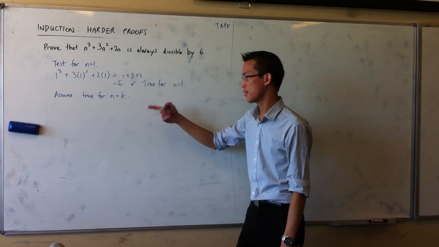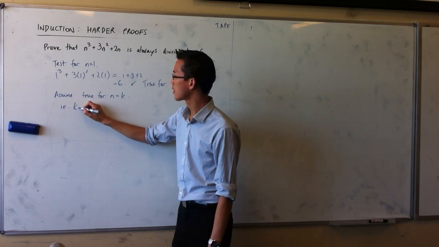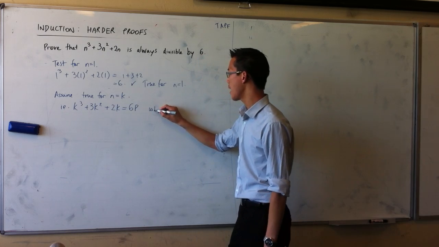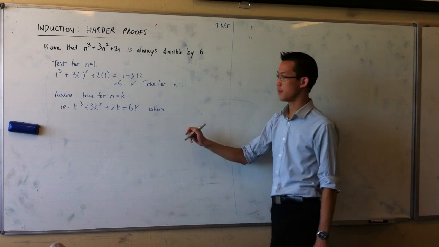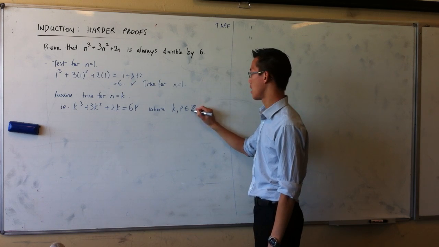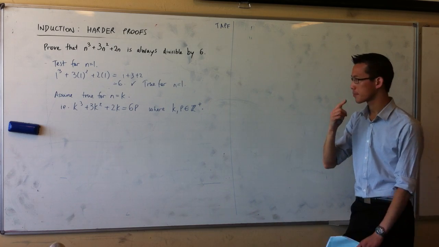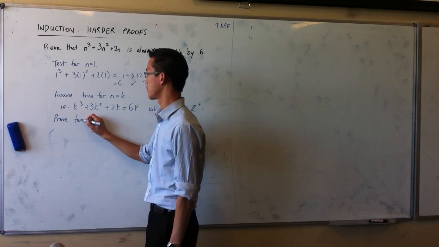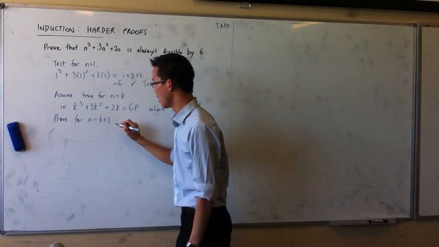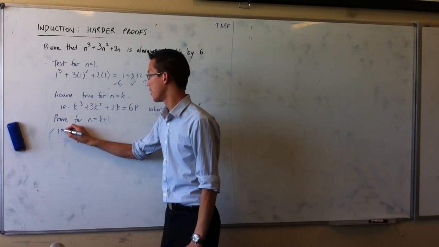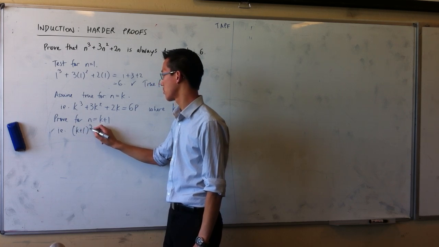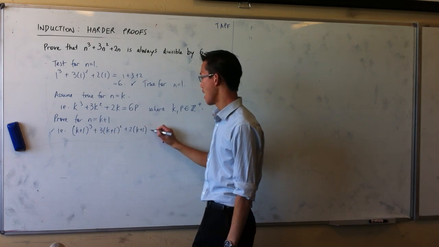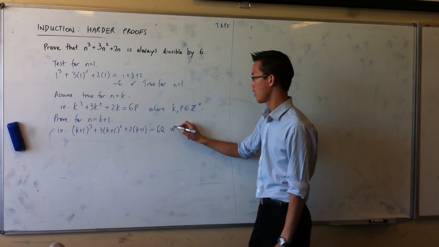Assume true for n equals k, i.e. k cubed plus 3k squared plus 2k is equal to 6p, where, and you can introduce both of these letters at the same time, I would just say where k and p are positive integers. Now the proof. Prove for the next value along, namely, k plus 1 all cubed. Again, be watchful for your brackets. And that's some other multiple of 6.